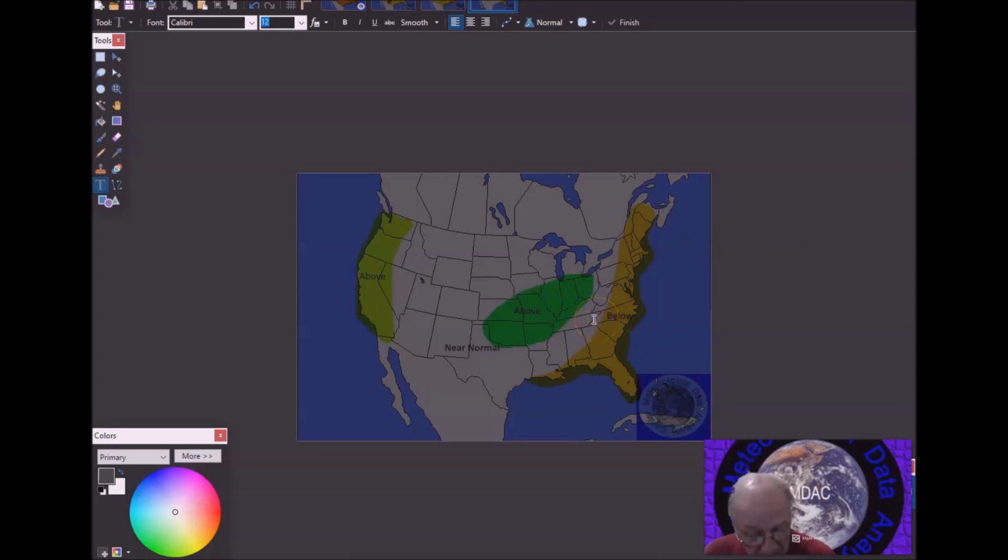That's the long range weather forecast discussion for December 3rd to the 17th.